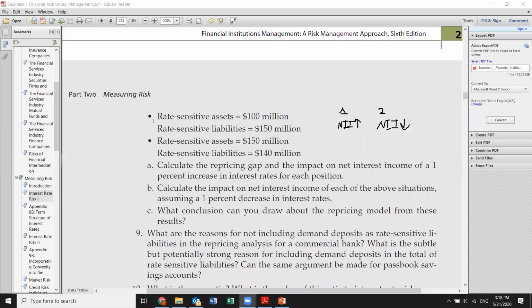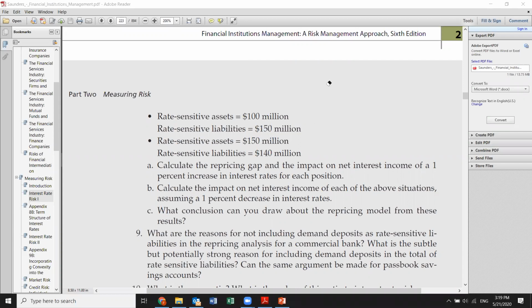So in this case, we have a negative gap and an interest reduction. What will be the effect? Net interest income will increase. Very true, because a negative gap with a falling interest rate will increase the net interest income.